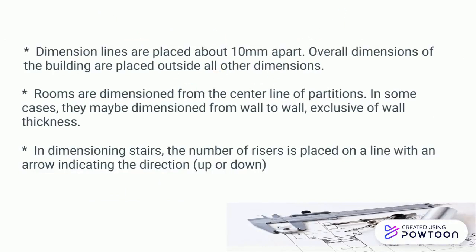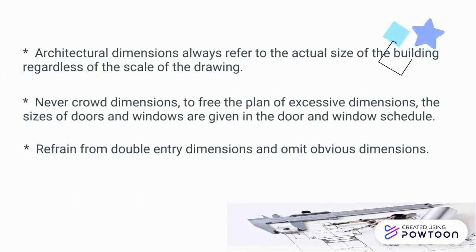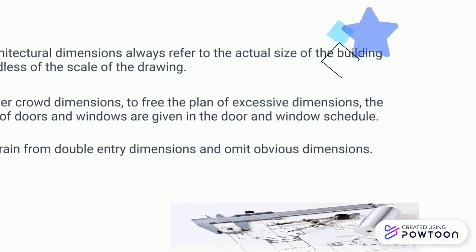Next, in dimensioning stairs, the number of risers is placed on a line with an arrow indicating the direction up or down. Sixth, dimensions always refer to the actual size of the building regardless of the scale of the drawing. And, never write too much or double entry dimensions to avoid excessive dimension.